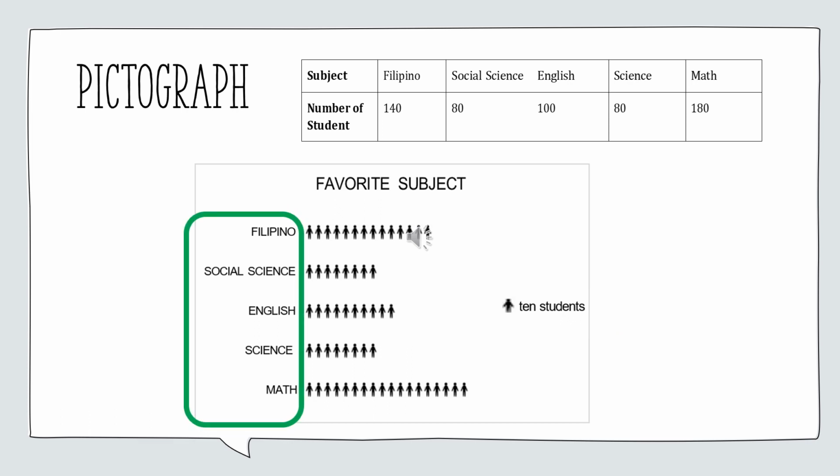And then, labels. Labels are used to provide additional information and context for the graph. They may include titles for the axes, labels for the data points, and any other relevant information.